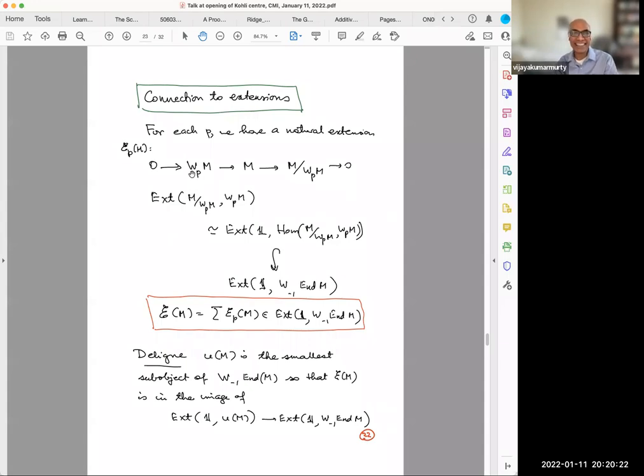P is any integer. We have this weight filtration. I take the pth level of the weight filtration, and the quotient is M mod W_P M. So I have such an extension for each P, and I call that E_P of M. I can add all of these extensions up and make them live inside Ext^1(Q(0), W_{-1}M). And there's a theorem of Deligne that characterizes the unipotent radical, or at least its Lie algebra, in terms of this extension data.